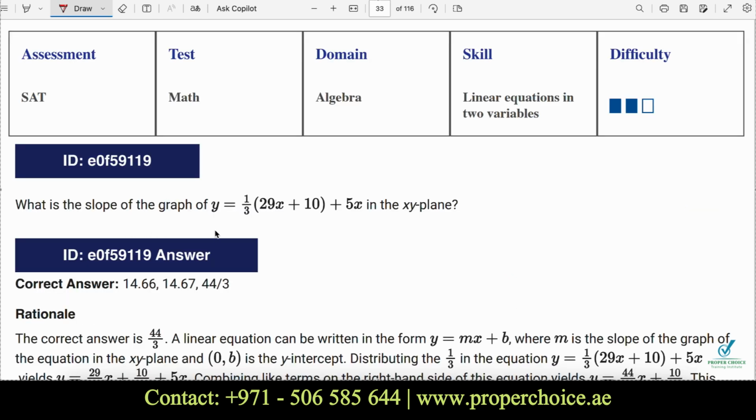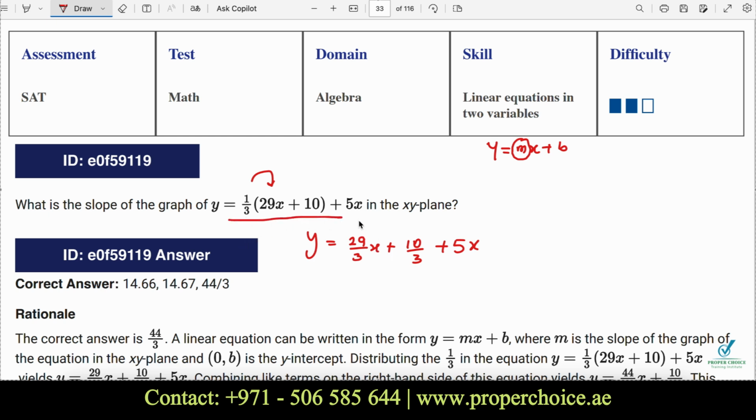What is the slope of the graph y equal to 1 by 3 times 29x plus 10 plus 5x? When they ask you to recognize the slope, rearrange this expression in the form y equals mx plus b. Any number multiplying x in this format is called the slope. So you can rearrange it. Distribute: y equals 29 by 3x plus 10 by 3, then plus 5x. This whole thing is the equation they have given.